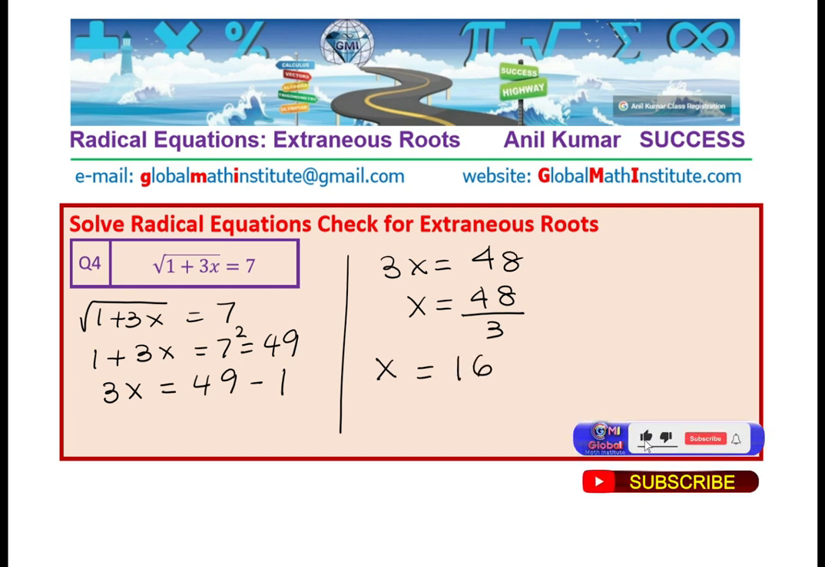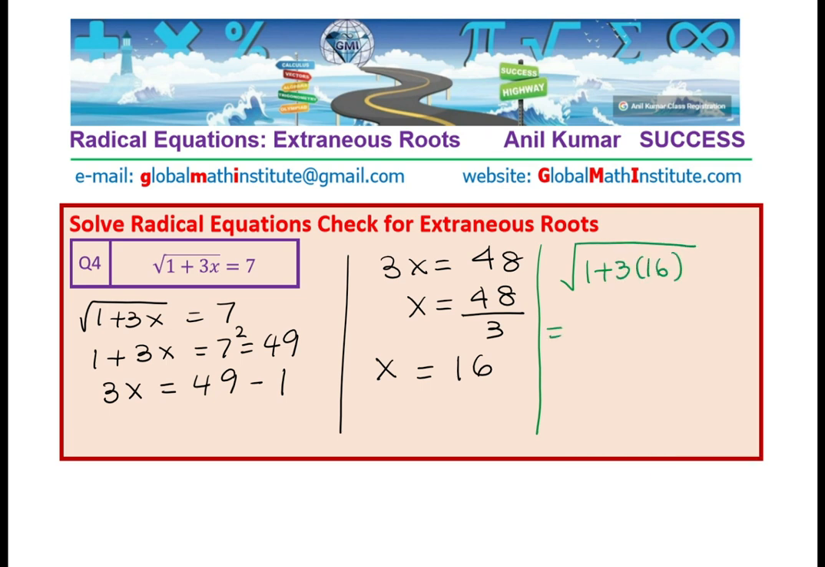Now let us check if 16 really works, right? So if I substitute 16, I get 1 plus 3 times 16 in the radical sign, which is equal to 1 plus 48, which is square root of 49, and indeed it is 7. So we see that the left hand side is equal to the right hand side, right? So that is all the steps required when you are going to check a root, or whether the root is a solution of the equation, correct? So I hope this concept is absolutely clear.